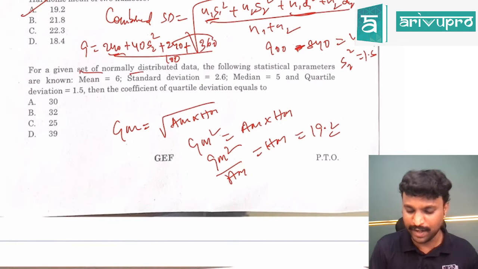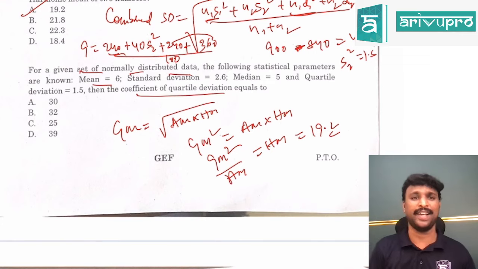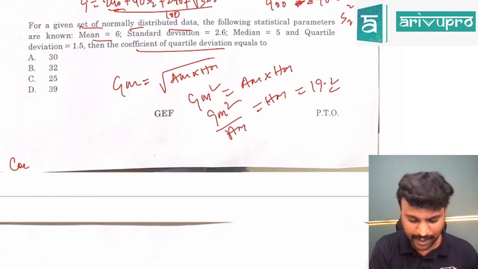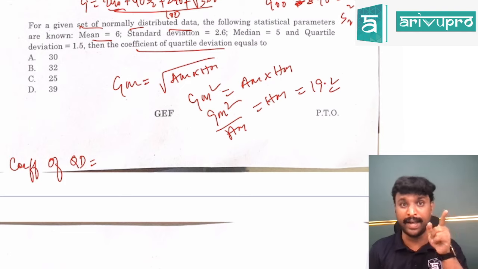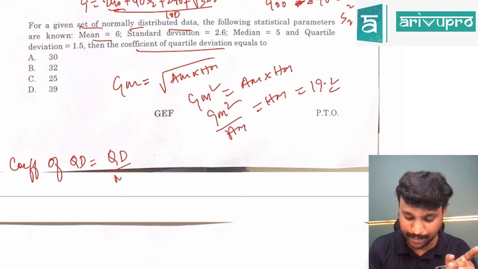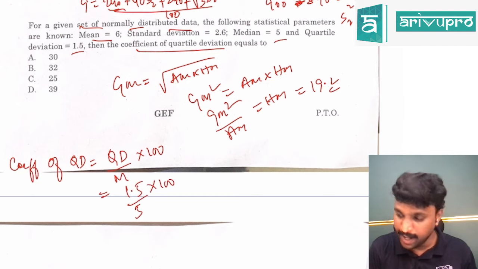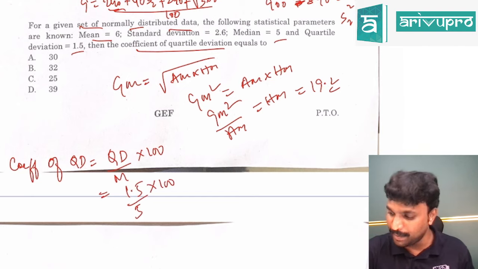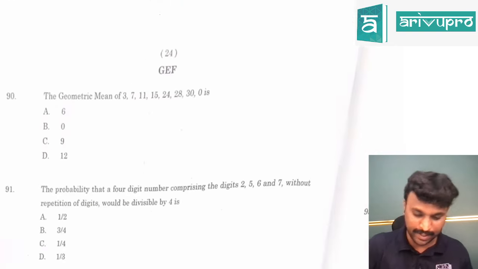For a given set of normally distributed data, they have given the parameters, mean. So look at the question, guys. Coefficient of QD. What is the coefficient of QD, guys? Depending upon the data, you may have to use either of the two formulas that I have given. So the coefficient of QD, if you know the quartile deviation and the median, is QD by M into 100. What is the quartile deviation given? 1.5. And what is the median value given? 5. So 1.5 divided by 5 into 100. The answer is 30. So option A.